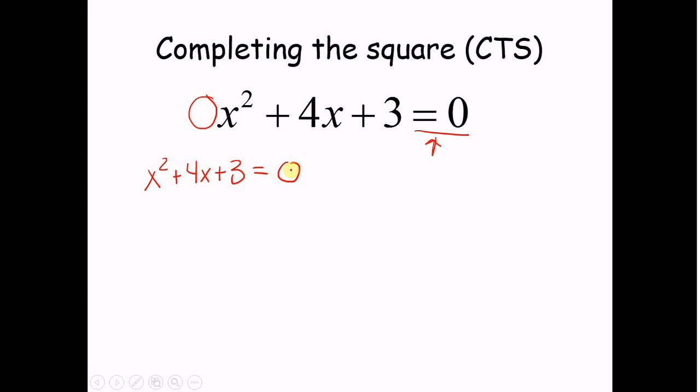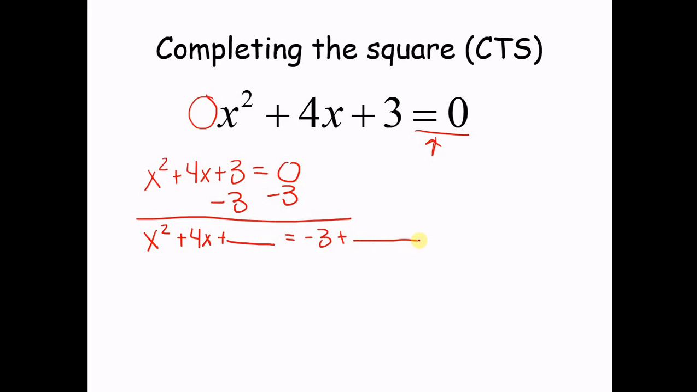So now, very first thing, you are going to want to subtract c. So subtract this back number here. So let's subtract 3 from both sides. So we're going to have x squared plus 4x plus blank equals negative 3 plus blank.